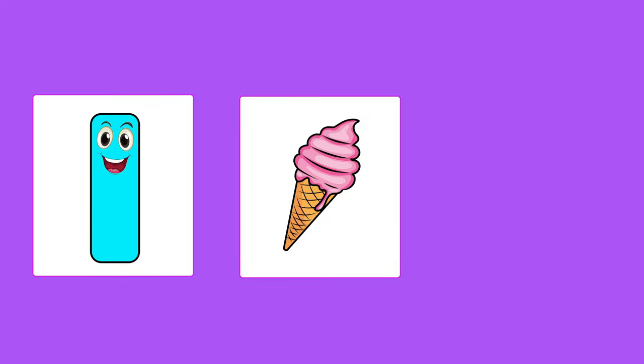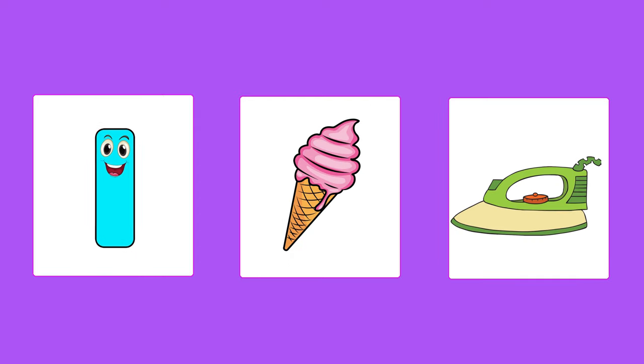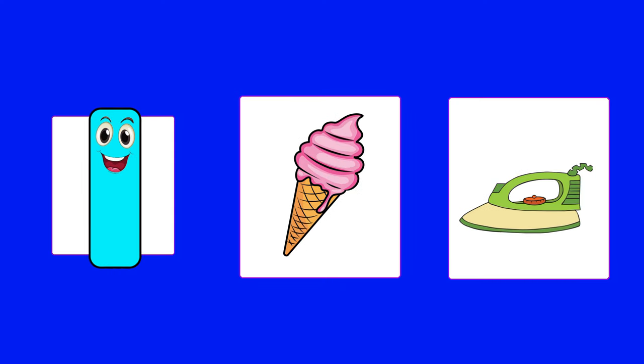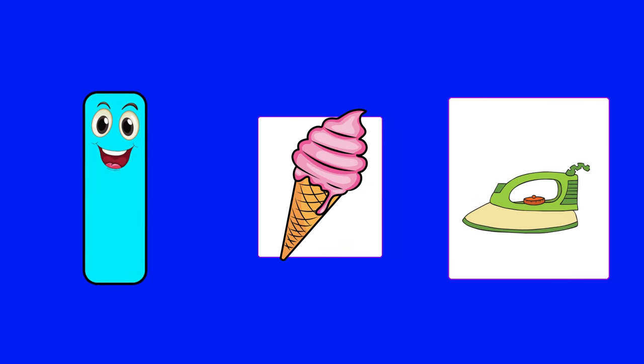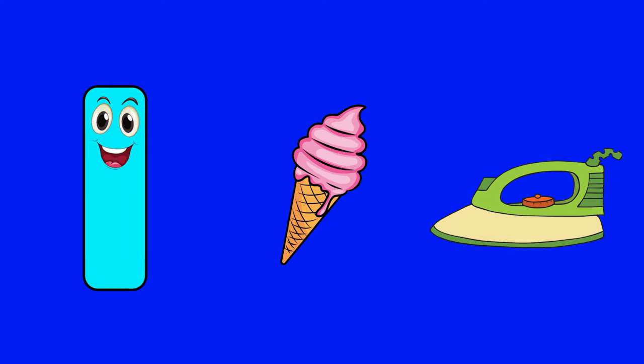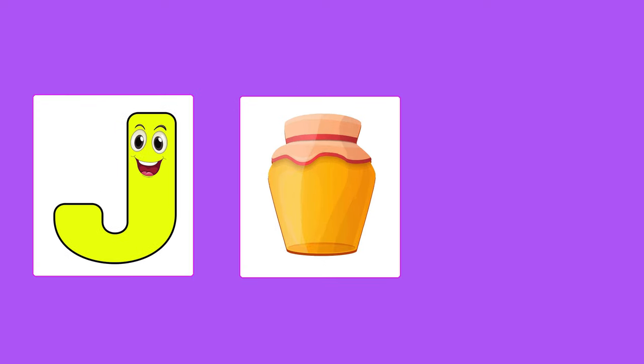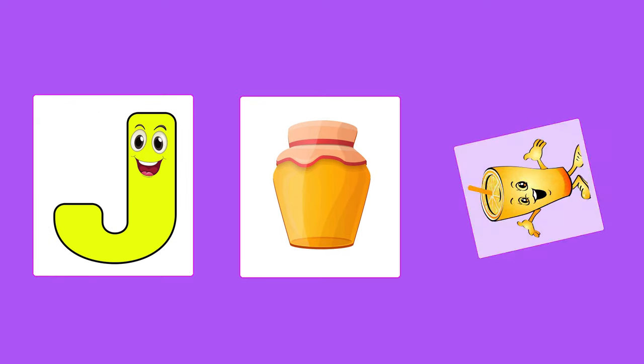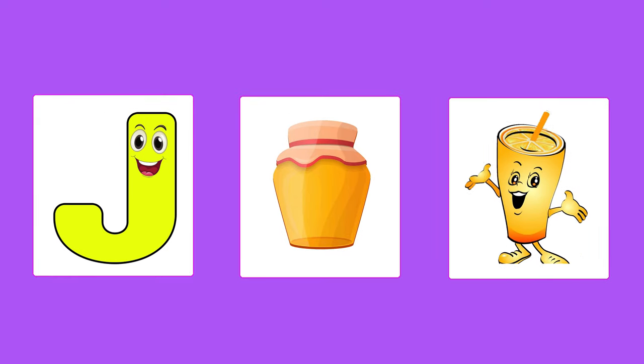I is for ice cream. I, ice cream. I is for iron. I, iron. J is for jar, j, j, jar. J is for juice, j, j, juice.